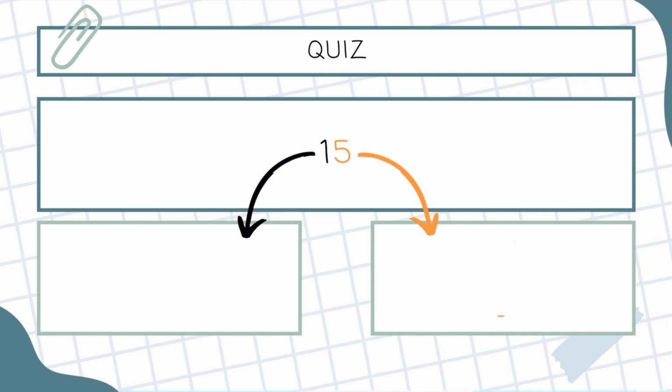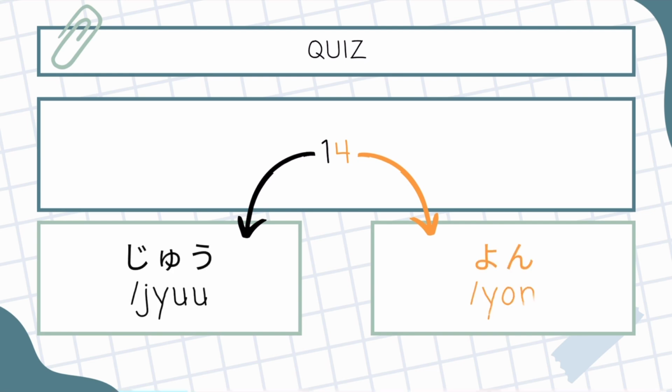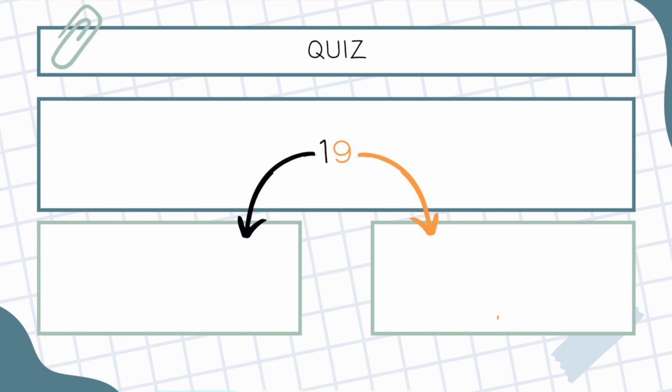So 15, ju-go. 12, ju-ni. 14, ju-yon. Remember, it's yon when we're counting, not shi. Same with nana, not shichi. 19, ju-kyu. Okay, now we're going to go with some higher numbers.